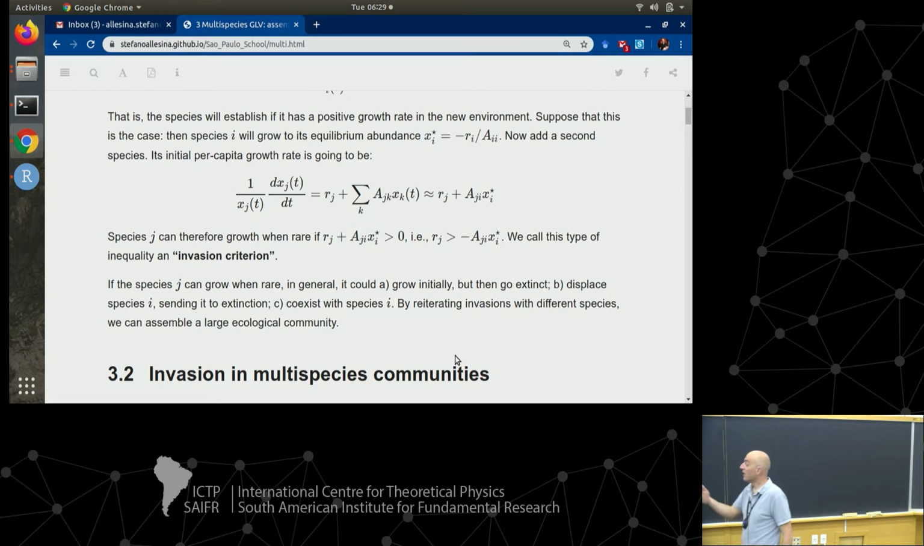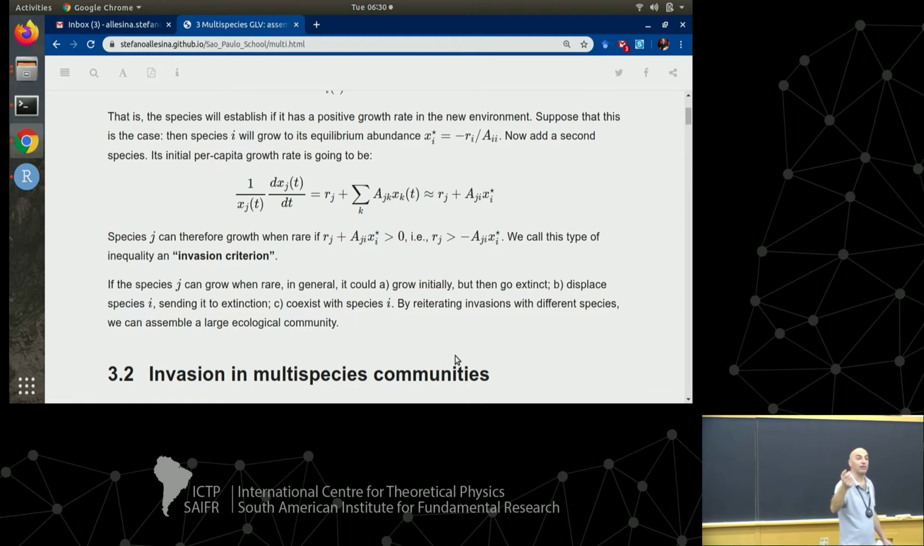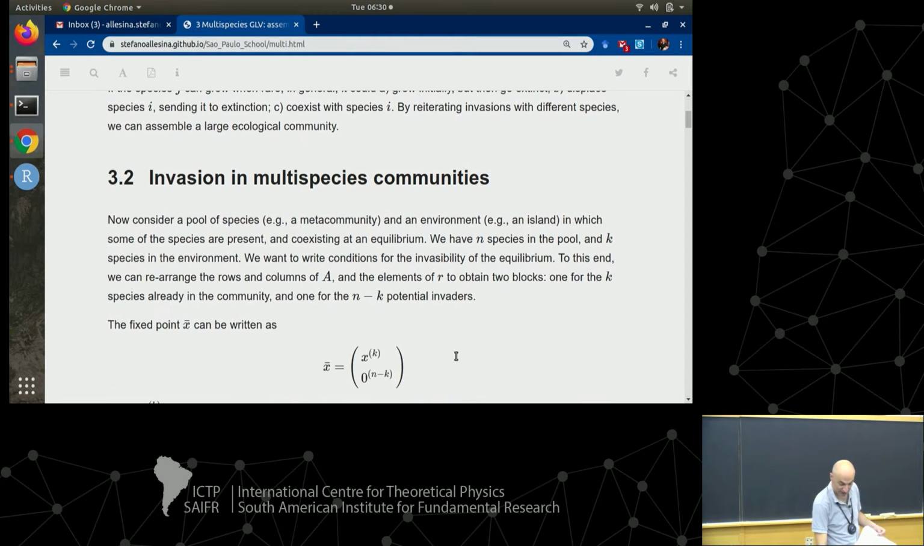Or another thing that can happen is it starts growing and it displaces the resident species. So now we're back to square one, with only one species, but now we have only species 2 instead of species 1. Or it can coexist with species 1, right? In which case we will get a new equilibrium that contains species 1 and species 2, okay? Now we can reiterate this process over and over until we build a community, right? And this is what we call ecological assembly.